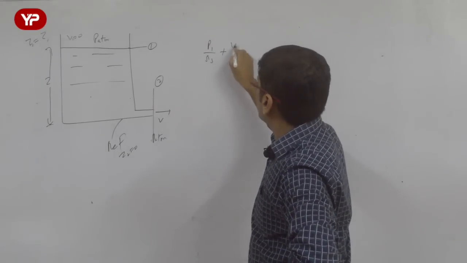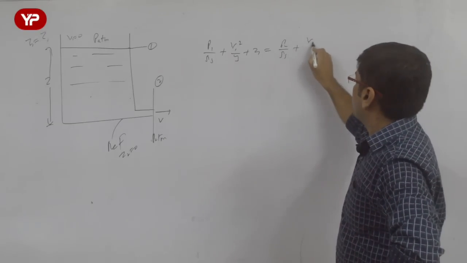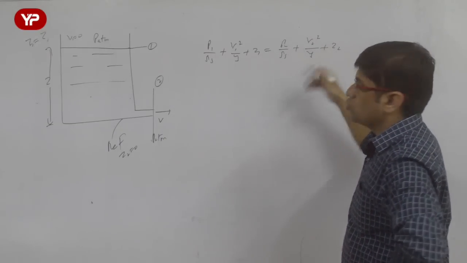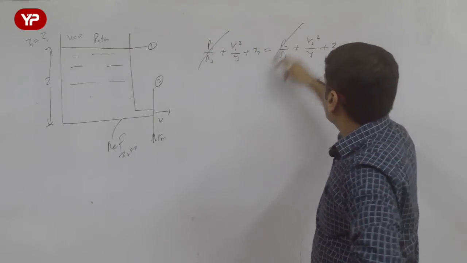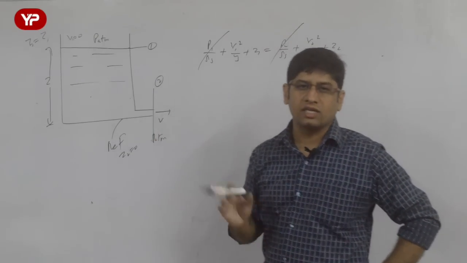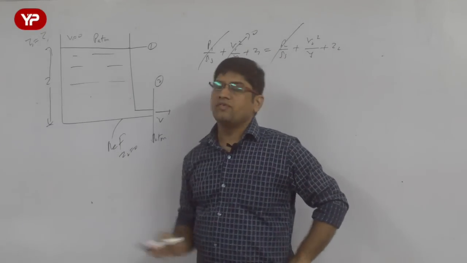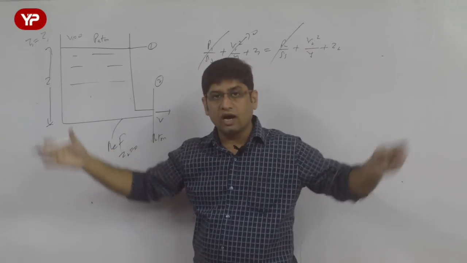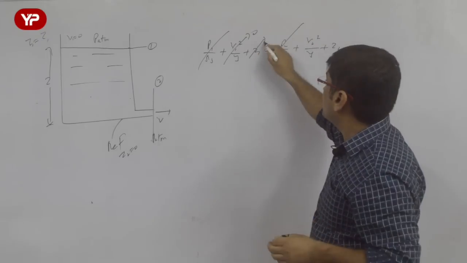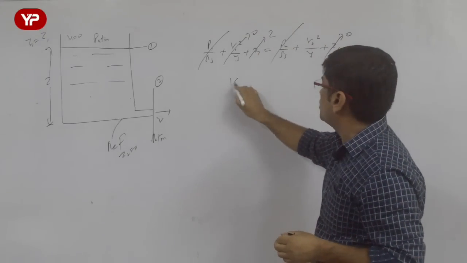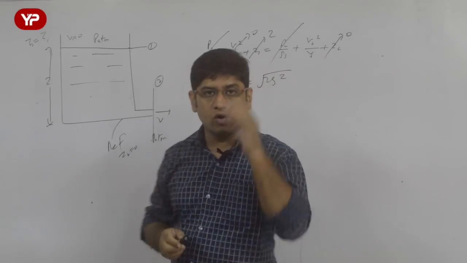P1 by rho g plus V1 square by 2g plus Z1 is equal to P2 by rho g plus V2 square by 2g plus Z2. I am neglecting the fluid friction here. Now let's say P1 and P2 get cancelled out because at both places pressure is the same, that is atmospheric pressure. Let's neglect V1 also, because in comparison to V2, V1 is very, very small because the area of cross section is very large. So at this surface the velocity will be very less. Now let us say Z1 is equal to Z and Z2 is reference. What we get is root of 2gz is the velocity of flow, the velocity of the jet.